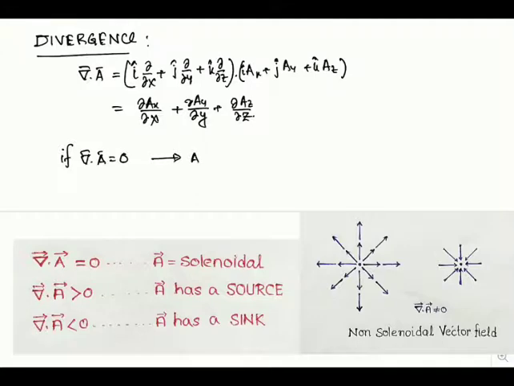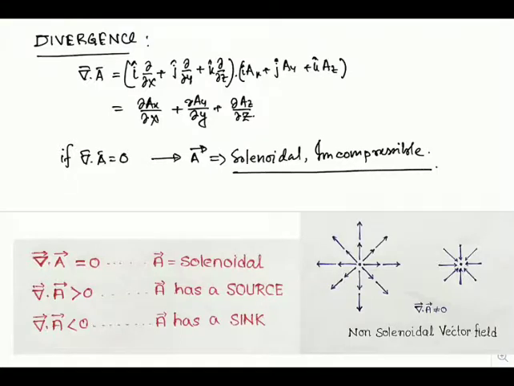If divergence of A, that is del dot A, equals 0, then the A vector is said to be a solenoidal vector or incompressible vector. The word incompressible is used in the case of liquid, that is, fluid flow.